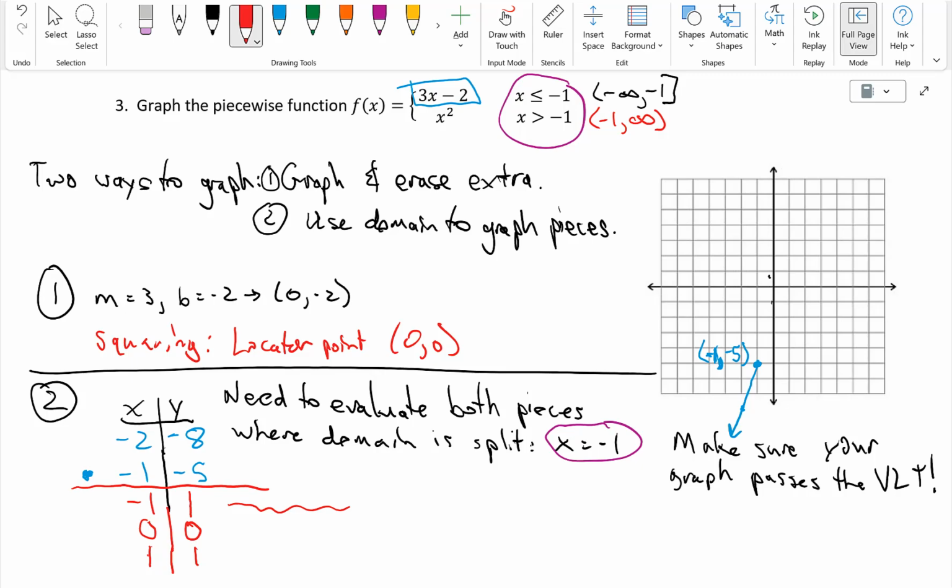But we can plot those 3 points, making sure that the point at -1, 1 is an open circle, because the -1 is not included there. And then we want to start there and draw our squaring function going off and up to the right. So you can see we'll get the same graph.